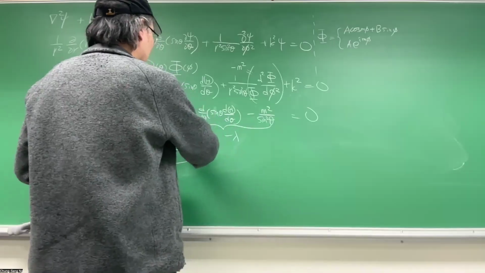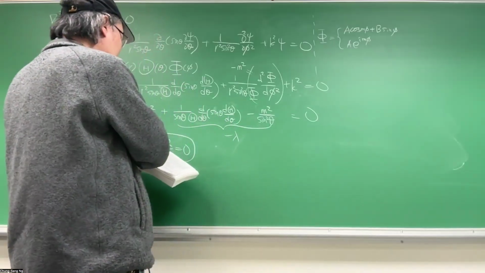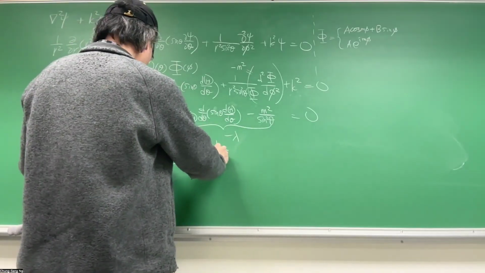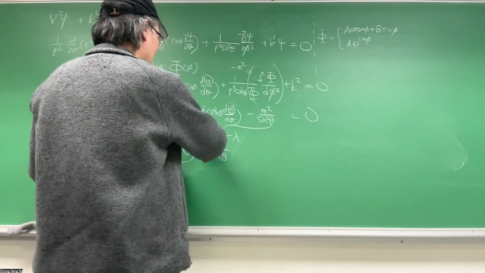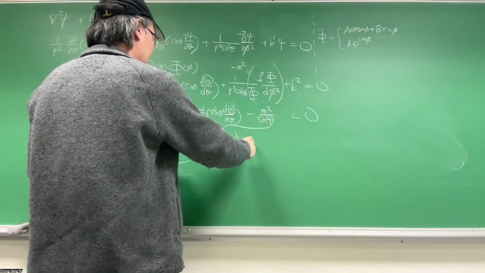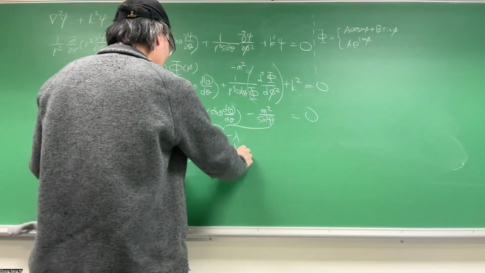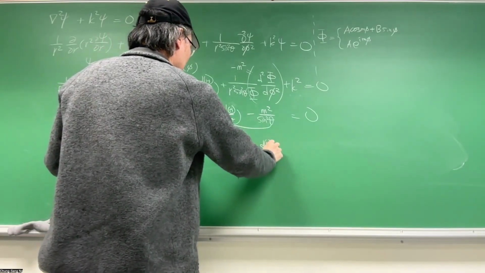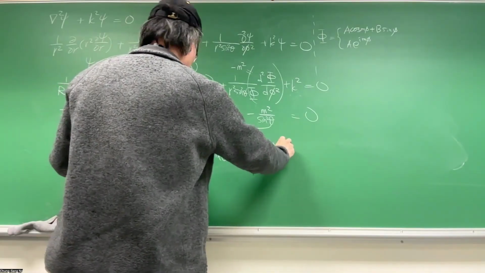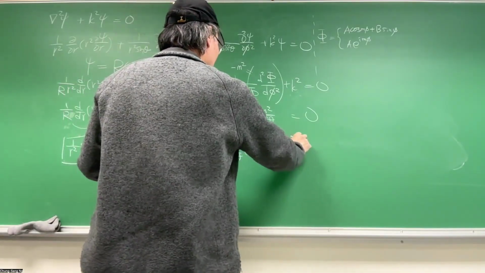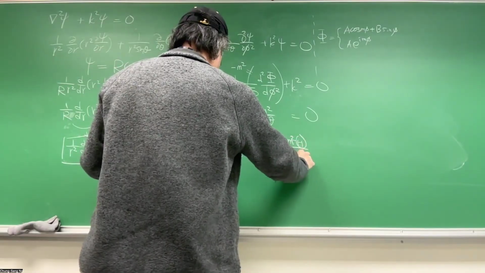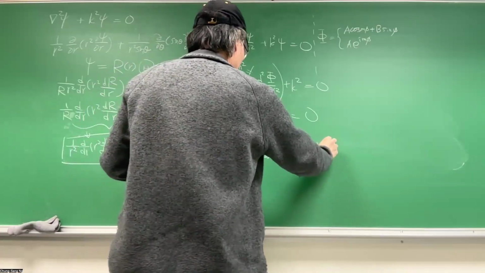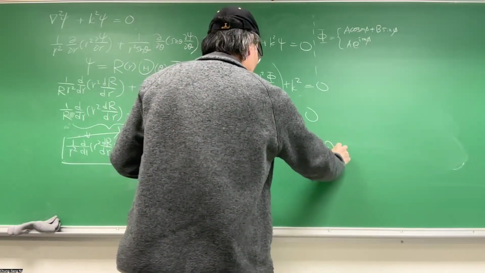And the theta equation, we can write it out. It's basically just multiply the capital theta to the other side and put everything together. Minus m squared, capital theta, sine squared theta, lambda, capital theta.